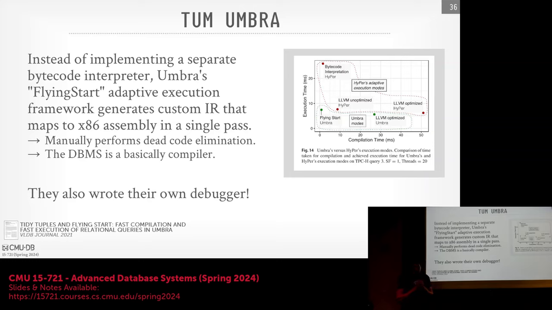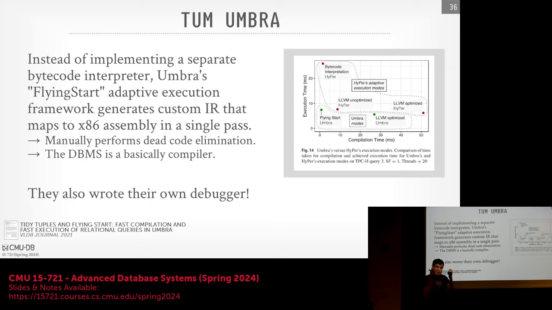But what's amazing about Umbra is that rather than generate the LLVM IR, the way that they did in Hyper, he's instead going to generate an IR that then gets converted into assembly directly. So it's a bunch of C++ macros that can take the IR and generate x86 assembly. I think he supports ARM as well, right? And then now you have this assembly.